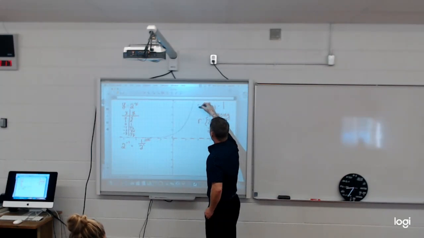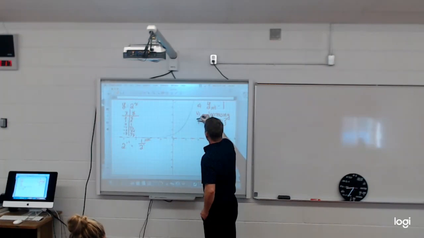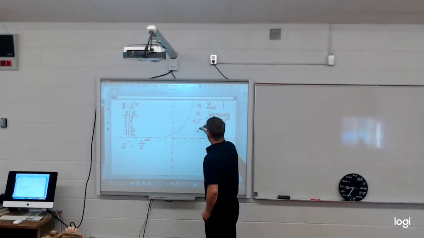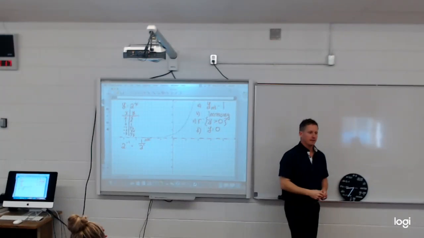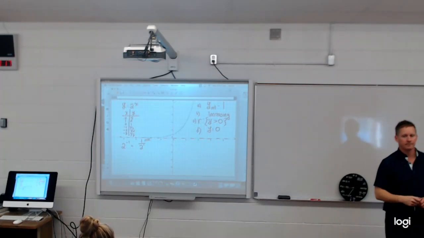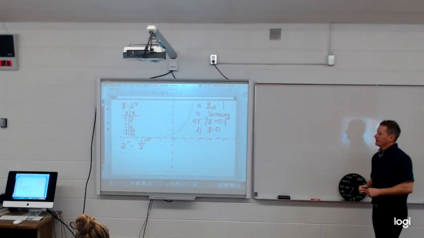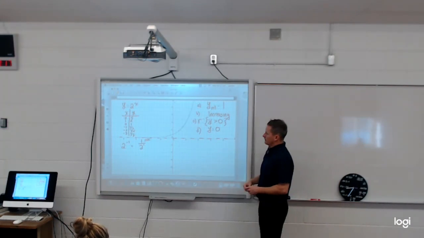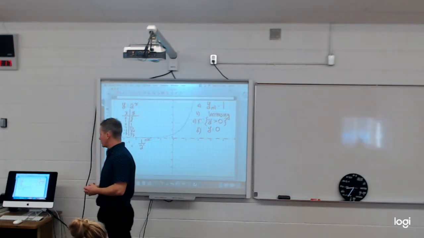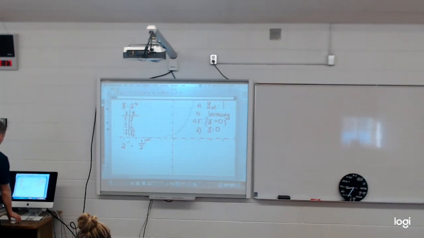These four characteristics you have to know and remember, so put them on your cheat sheet. So if I put in the equation y equals 4 to the x, what do you think happens here?